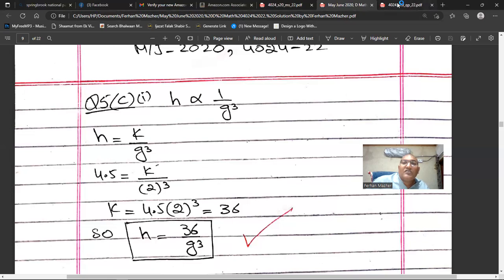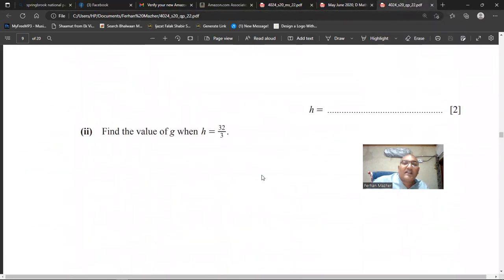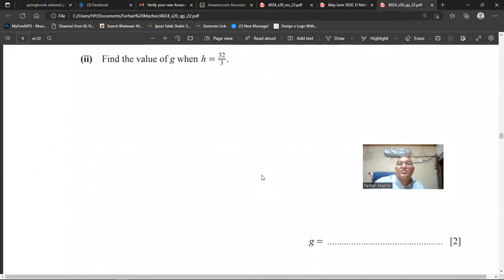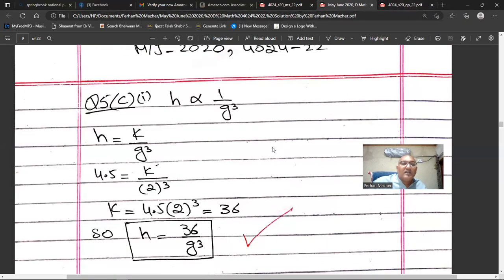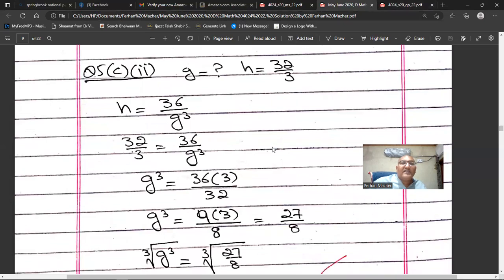Okay. So now we are going to the next part, and in the next part he says, find the value of G when H is 32 by 3. So H is equal to 36 by G cube. H is 32 by 3, equal to 36 by G cube. So cross multiply. So G cube will be equal to 36 multiplied by 3 divided by 32. So G cube will become 9 into 3 divided by 8, and that will be 27 by 8.